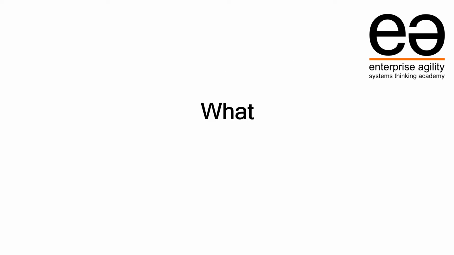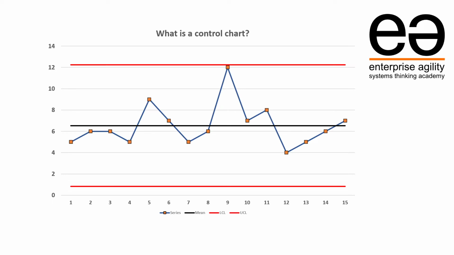What exactly is a control chart? Well, put simply, a control chart is a time series chart, but with extra data series added to it. Now what does that actually mean? Let's use a simple example, a factory that manufactures widgets.